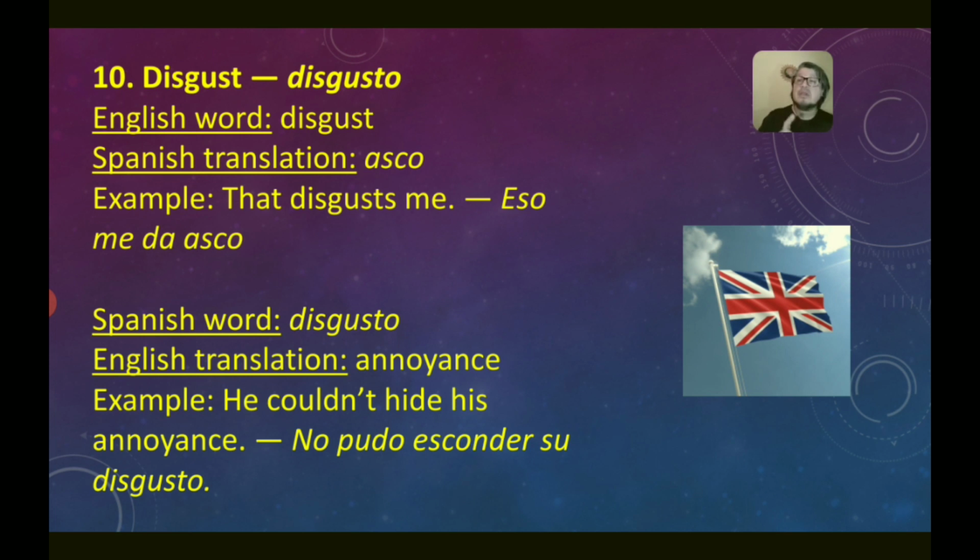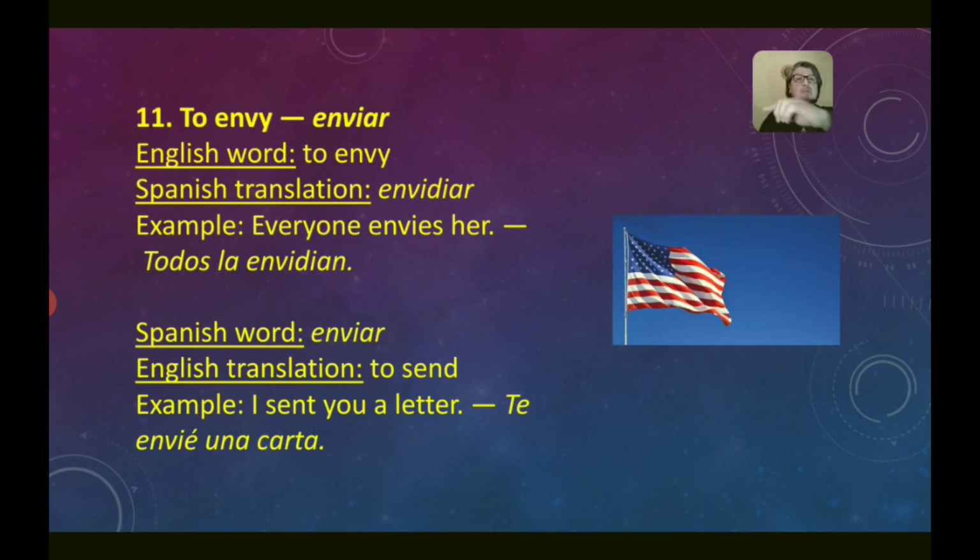And as you can see, that's why they're called false cognates or false friends, because they look similar. They seem to mean something really close, but they are absolutely different words and different meanings in both languages. Okay, let's go to number 10.